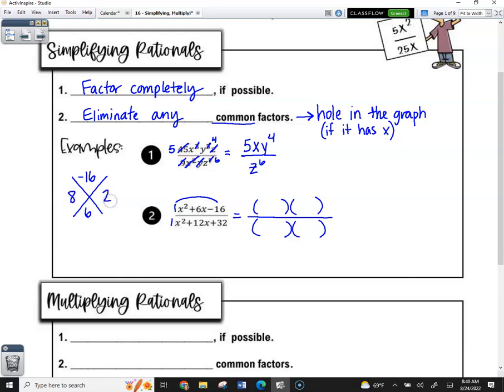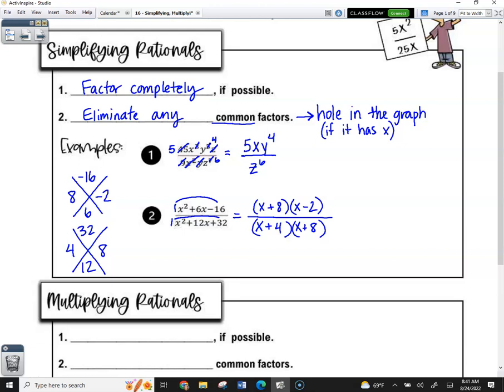8 and 2, which one's negative? 2. There you go. And since A was 1, I can go straight to parentheses, x plus 8 and x minus 2. Of course, my letter is X. Repeat with the bottom polynomial. A times C, factors of 32 that add up to 12. 4 and 8. Right? And A is 1, so positive 4, positive 8. Order does not matter how you arranged your parentheses.